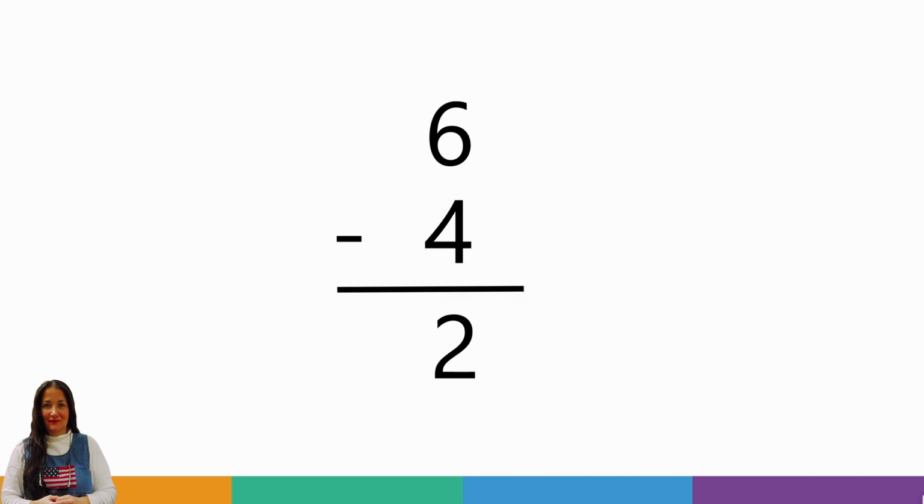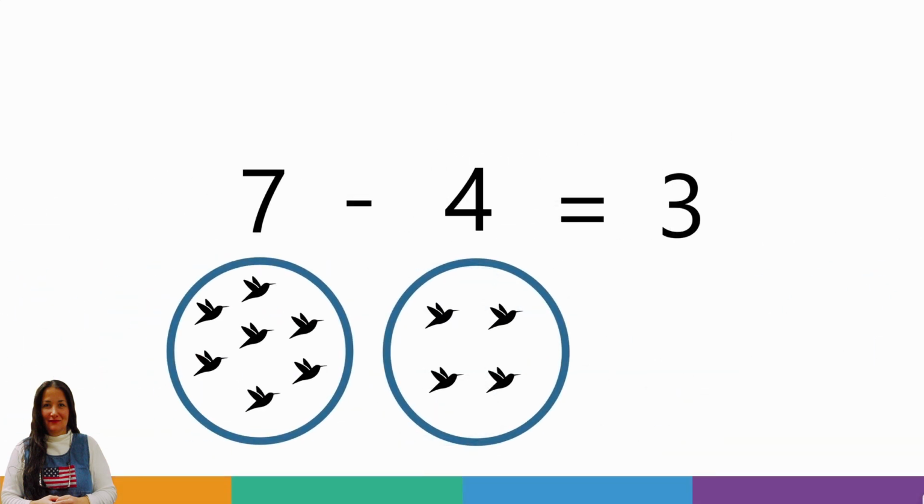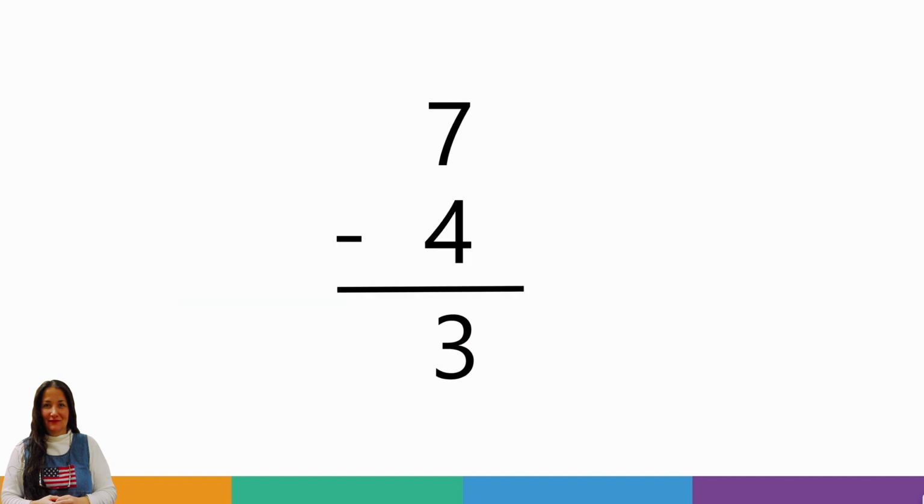6 minus 4 equals 2. 7 hummingbirds minus 4 hummingbirds. Let's strike out 4. Leaves us 3 hummingbirds. 7 minus 4 equals 3.